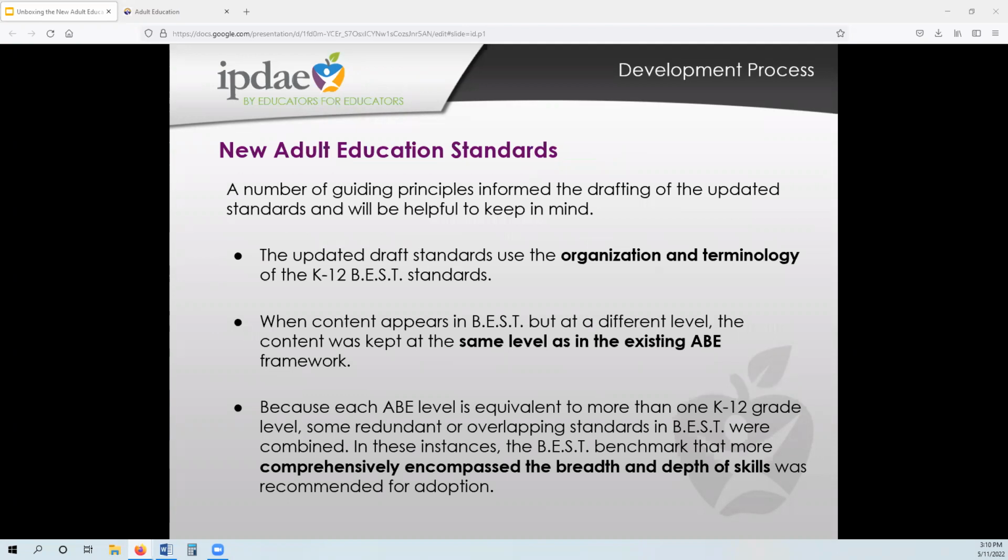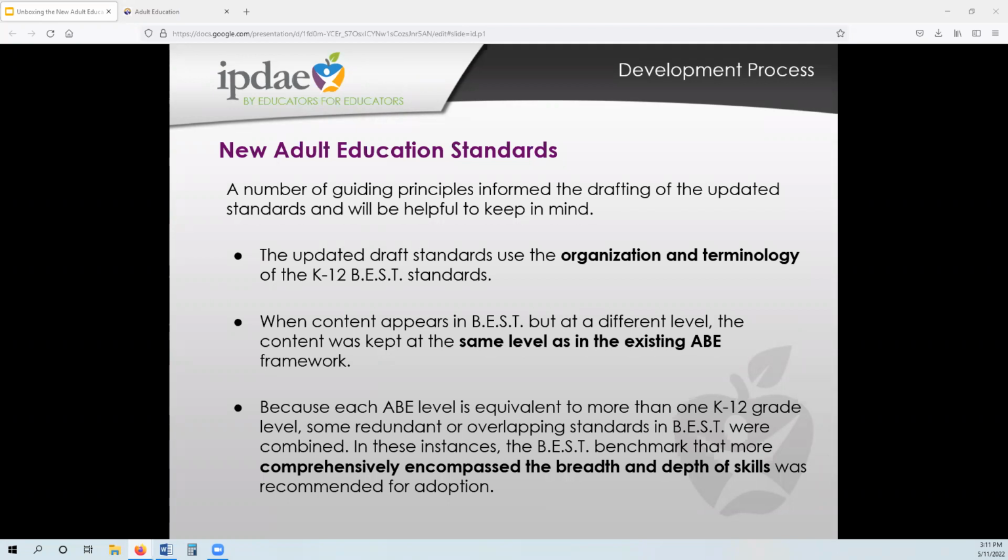Great. So a little bit more of the nuts and bolts of the development process. We think it's helpful before we dig into the standards themselves to understand 3 guiding principles that we used and applied throughout the development process. So, essentially we had a strong version of adult basic education standards to start with. And we didn't want to lose all of the work that went in to the development of your previous standards framework.